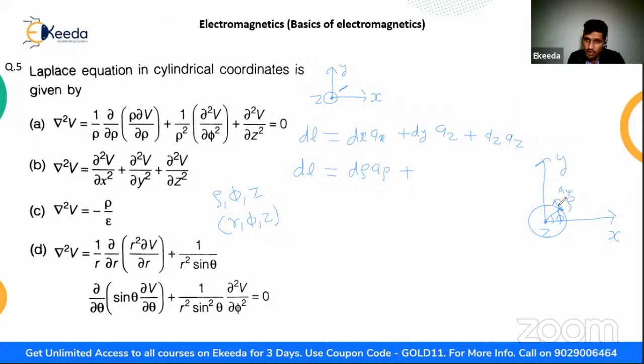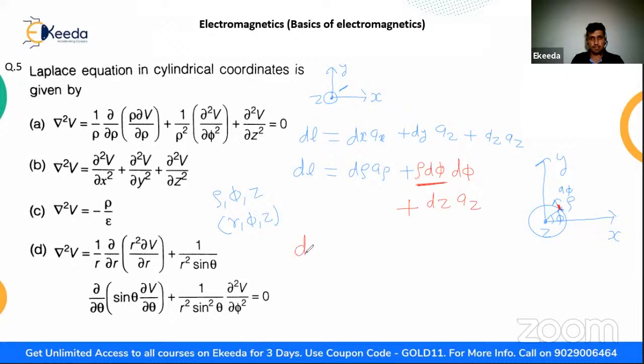So in the phi direction, what will be the elemental length? Suppose I change phi by d phi, a small angle, then what will be the elemental length? This is given by rho d phi. This has units or dimensions of length. So this will be the small elemental length in the a phi direction. So this is given by rho d phi multiplied by a phi. Similarly, in the z direction, it will be dz multiplied by az.